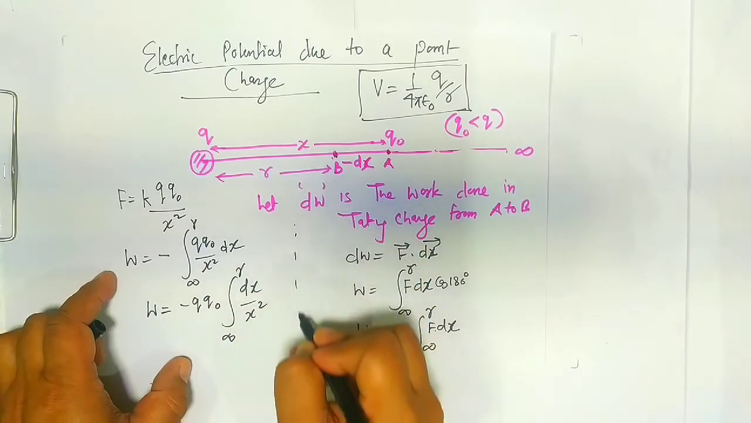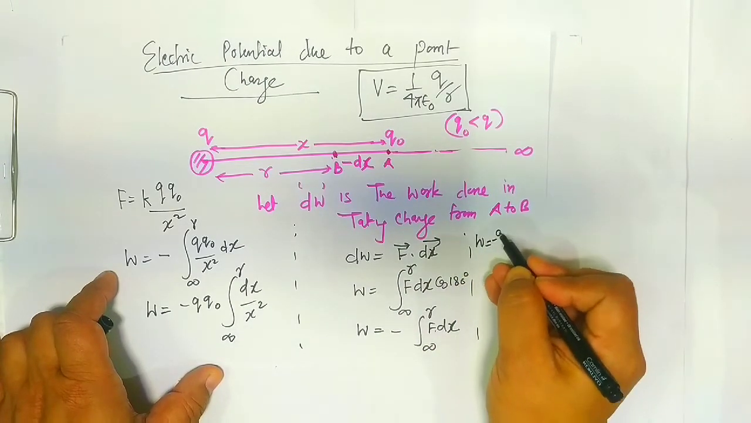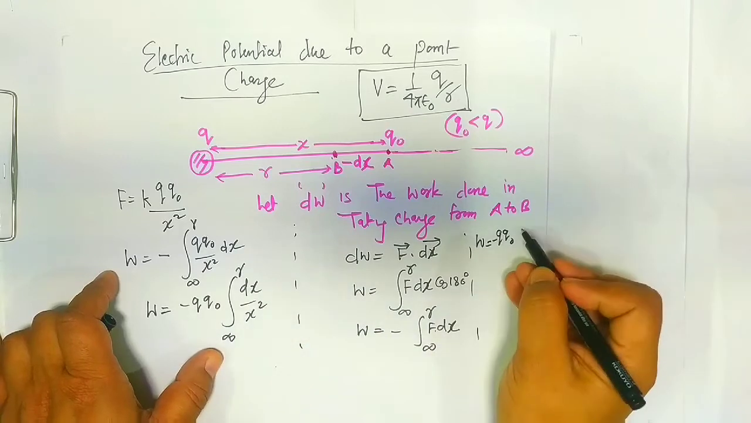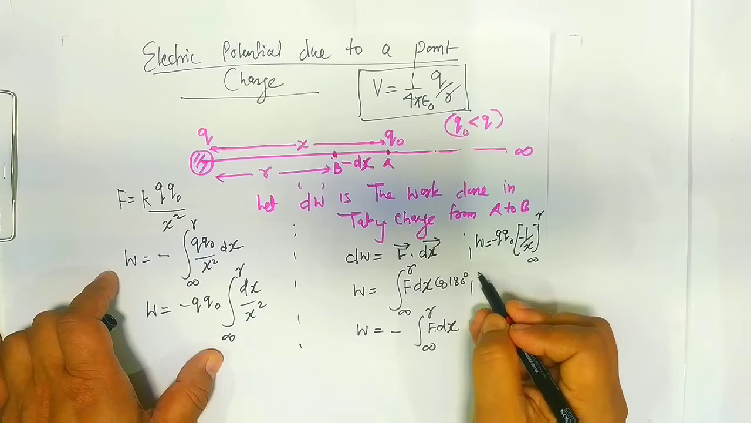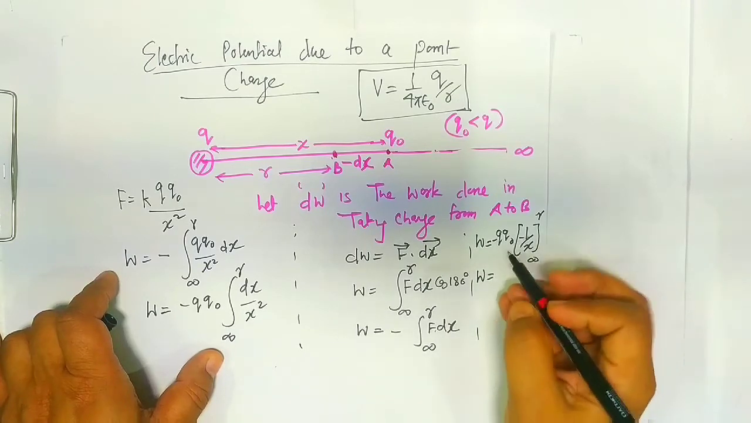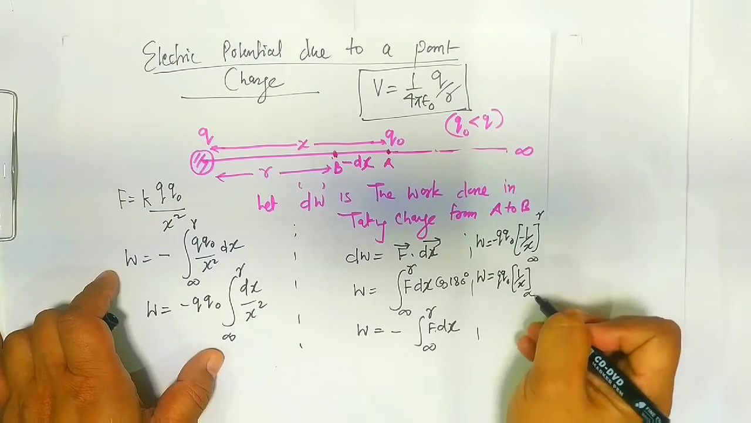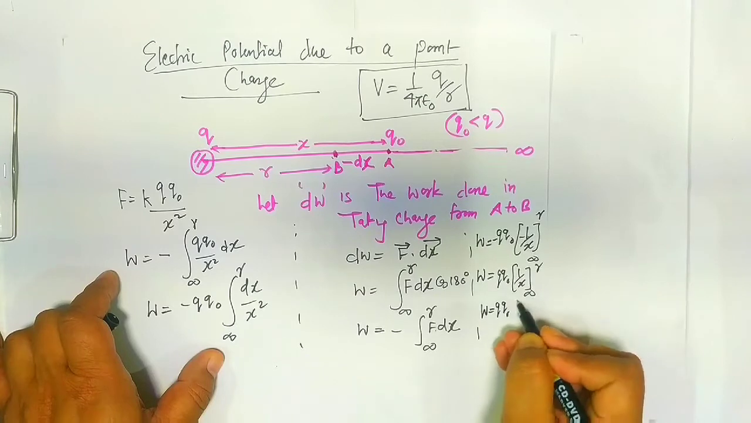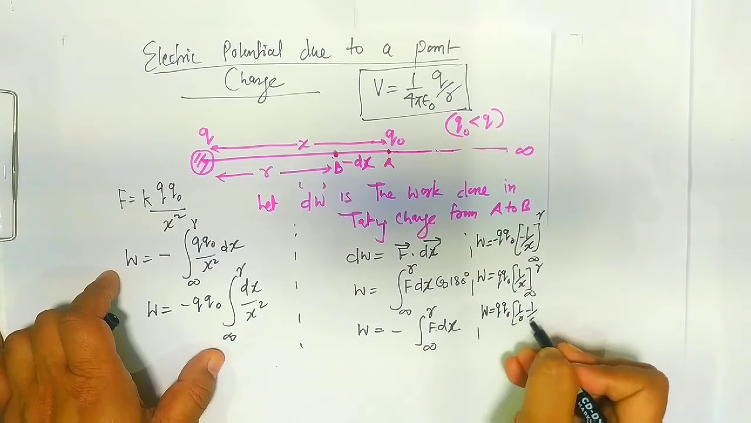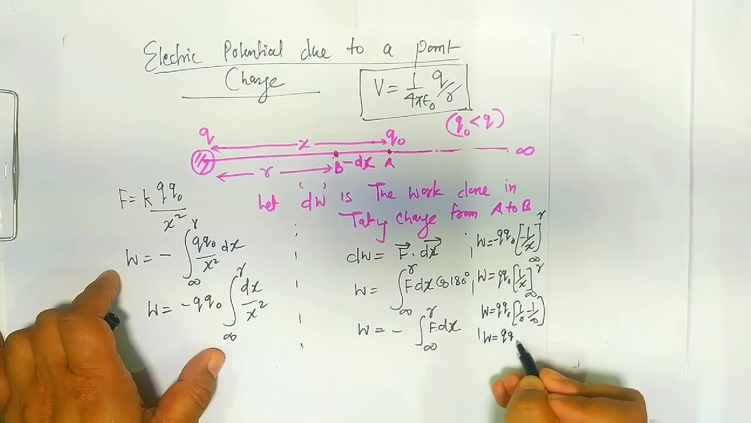You remember you have done same thing there. And finally W is minus q naught. What is dx by x square? You remember it is minus 1 by x, infinity to r. So W, minus will be plus, and q naught 1 by x infinity to r, this minus minus, and then finally it is 1 by r minus 1 by infinity, and 1 by infinity is 0. So what is that? q naught by R.